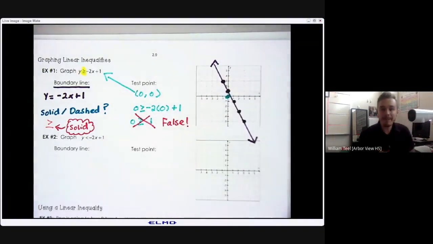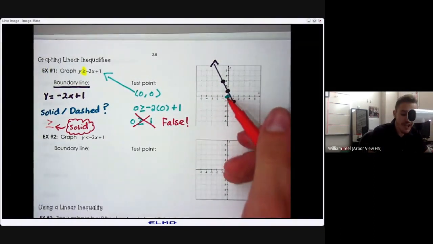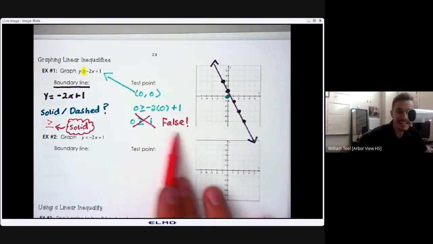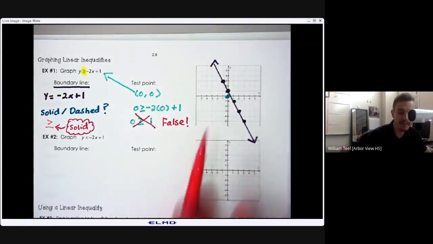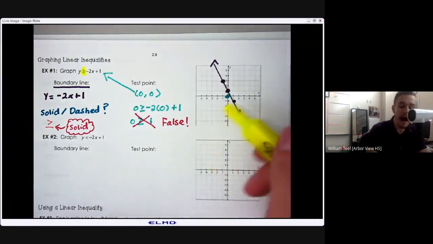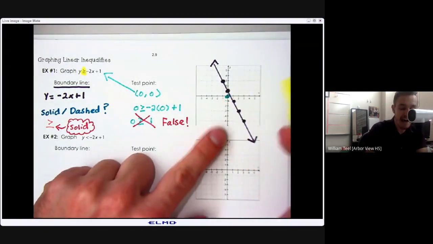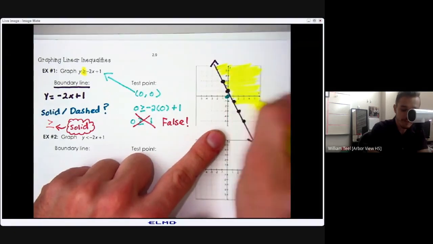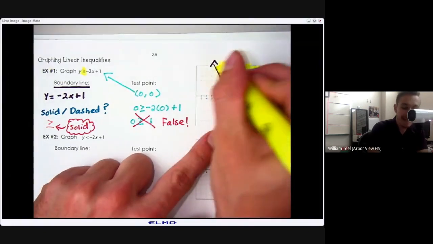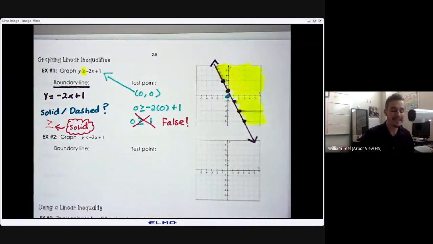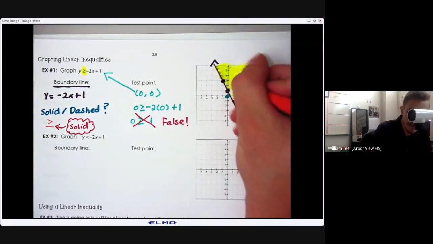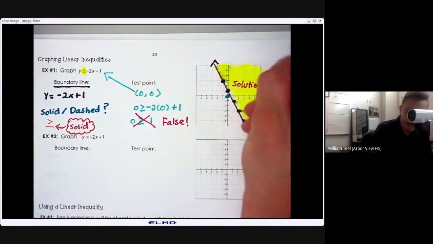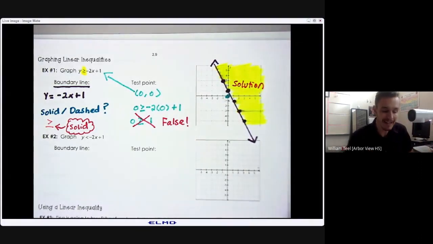So what that means is I am not going to shade wherever my test point is because my test point did not work. That means it is not part of the solution set. So I'm going to have to shade the opposite side of the boundary, or the opposite half plane, because that is going to be my solution. All right, so if your test point works, then that means you shade the part with your test point. If your test point does not work, then you shade the opposite side of your test point. So then this right-hand side is going to be my solution. And that is how you graph a linear inequality.